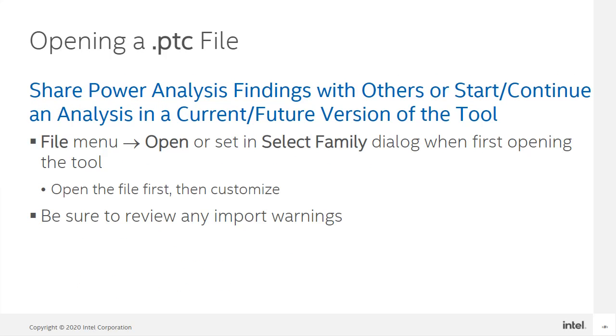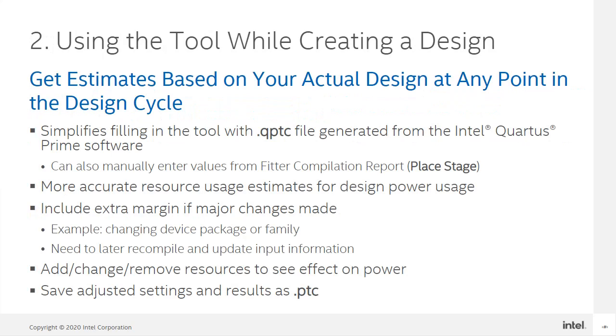To continue a previous calculation, simply open a .ptc file from the File menu. A new instance of the PTC will open with the information from the .ptc file filled in. Be sure to review any warnings that may appear, especially when moving to a newer version of the tool. You can edit the information entered from the .ptc file and overwrite the existing file or create a new file with your changes. The second phase for using the PTC is while you're actually creating the design.